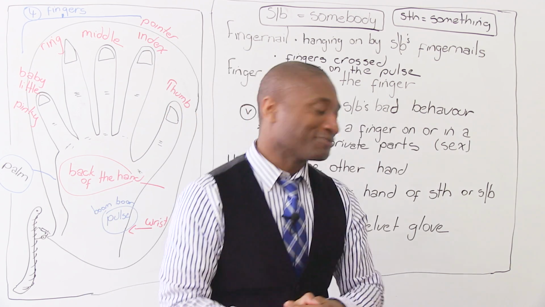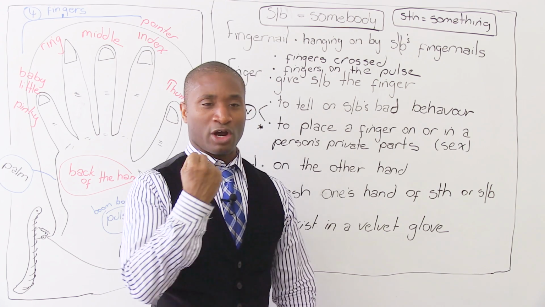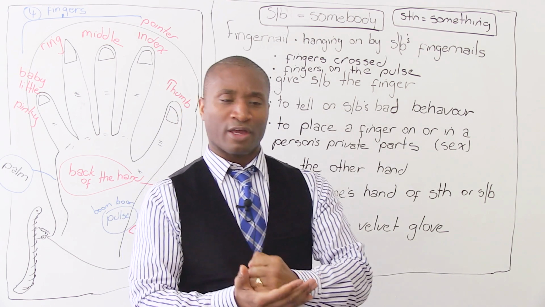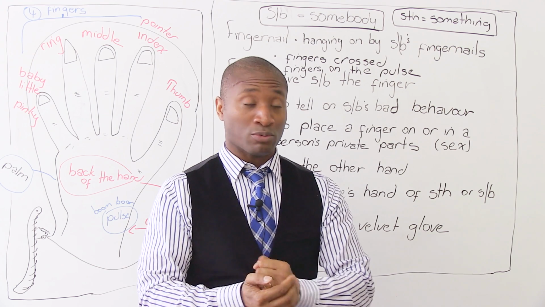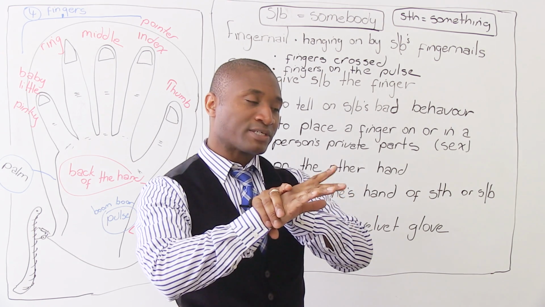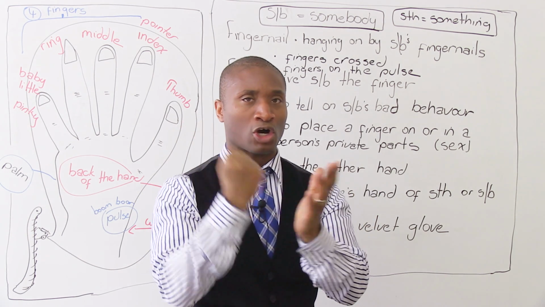Okay? So when someone says he has an iron fist, he rules with an iron fist, it means they rule strongly and they don't care about the people, but they do care about getting things done. But in a velvet glove means they pretend to be nice and soft when they're really hard.